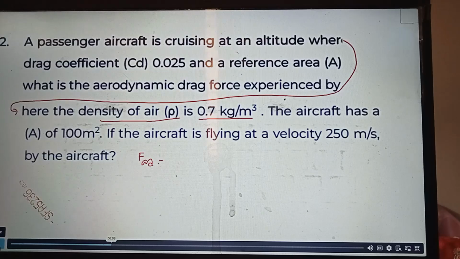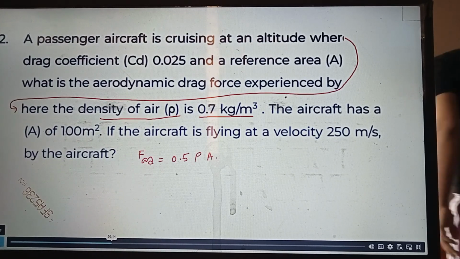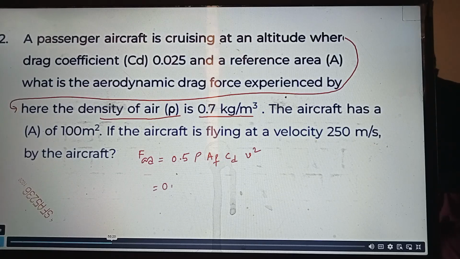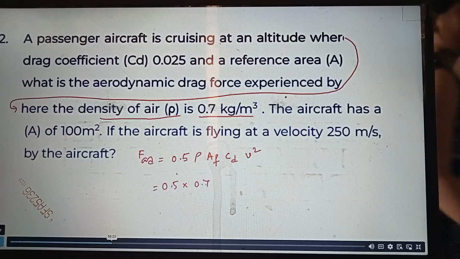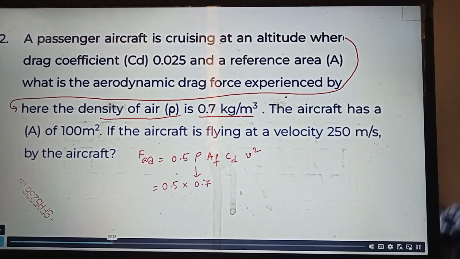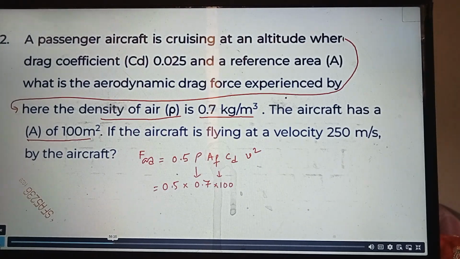For your reference, the formula was F_AD = 0.5 rho A_F C_D V square, right? So the value of rho is given as 0.5 into 0.7. The value of rho we have kept. The aircraft has a frontal area of 100 meters square. So this is nothing but the frontal area, 100 meters square. Okay. The value of CD is given here as 0.025.